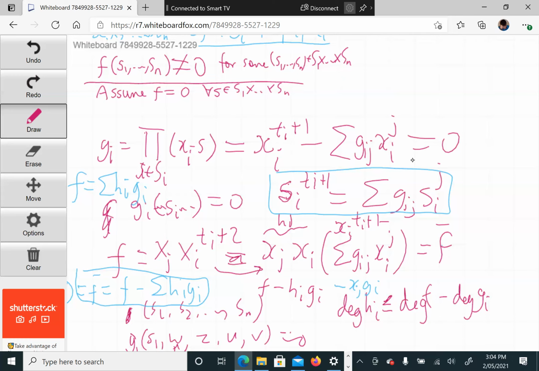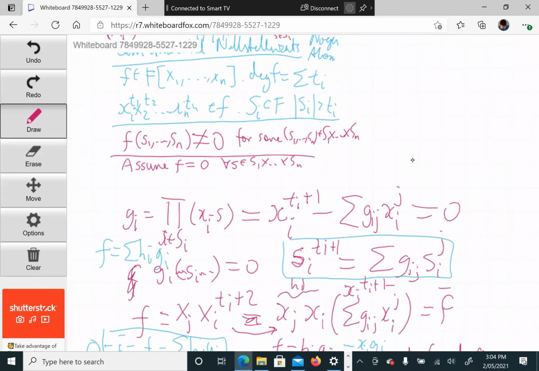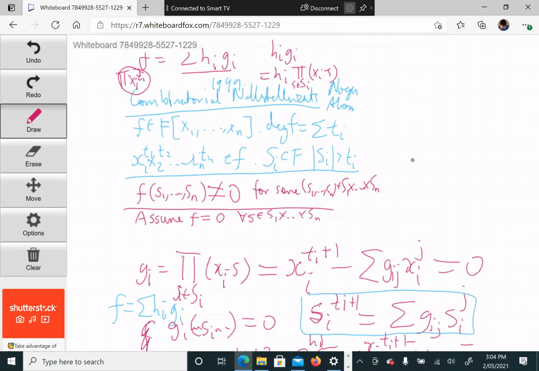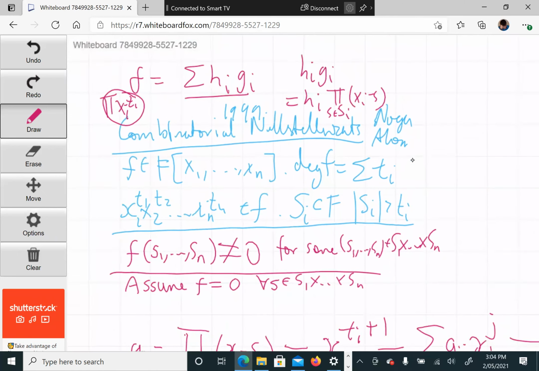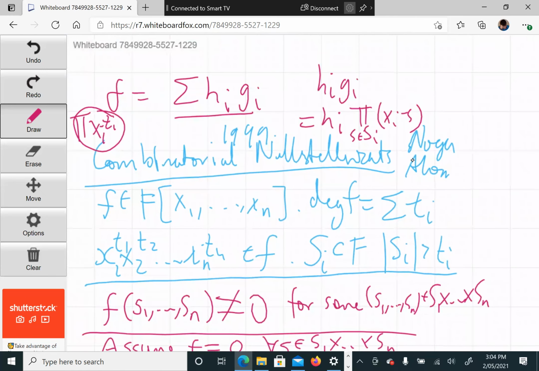Okay, so basically we're looking for the Xi term, right? And to get it, you need the biggest terms from H and G. Does that make sense? Okay, to even have a chance to get it.